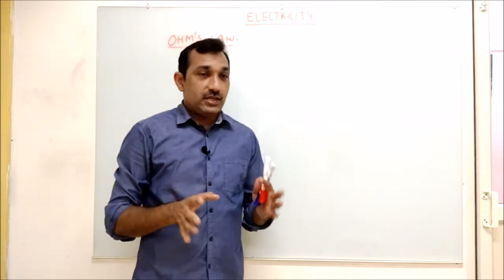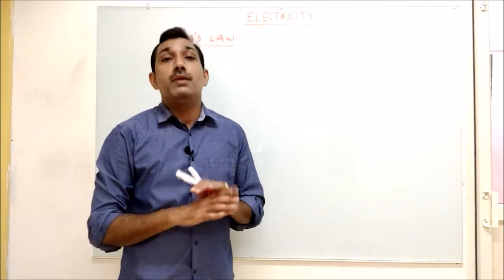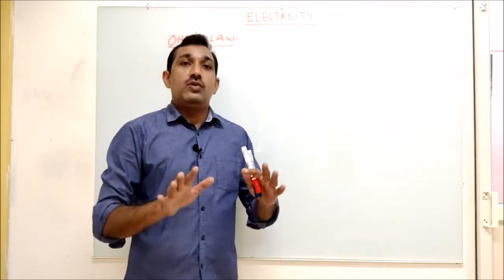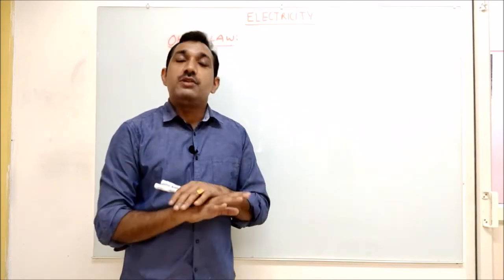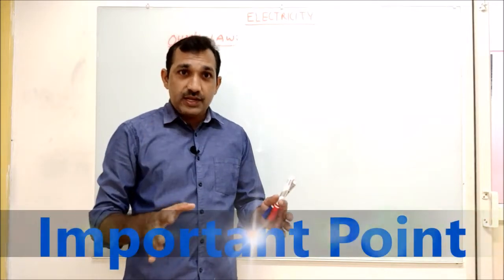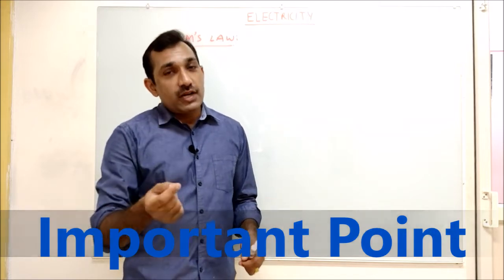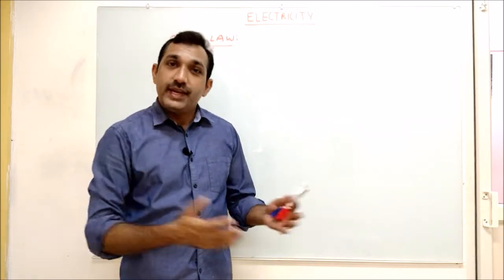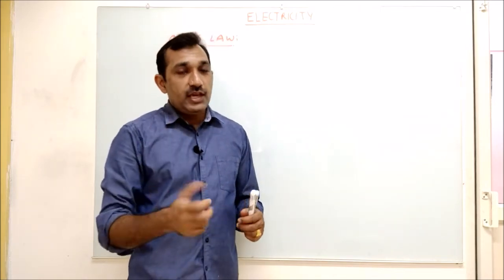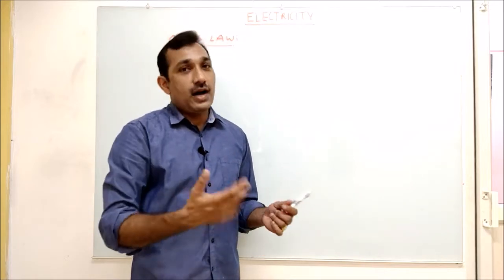So Ohm's law says, at a given temperature, that means temperature is constant, not changing. In case temperature is changing, then Ohm's law is not valid. So at a given temperature in a circuit, electric potential difference is directly proportional to the electric current flowing in it. That means if potential difference is V and current flowing in the circuit is I.